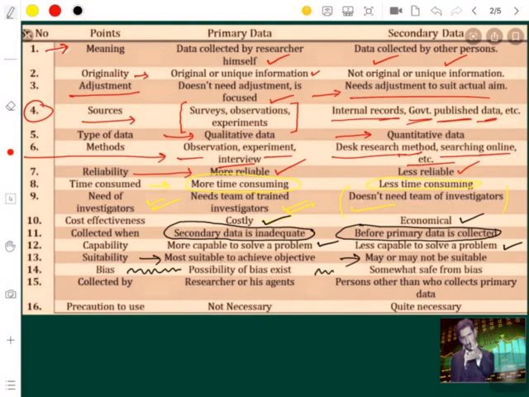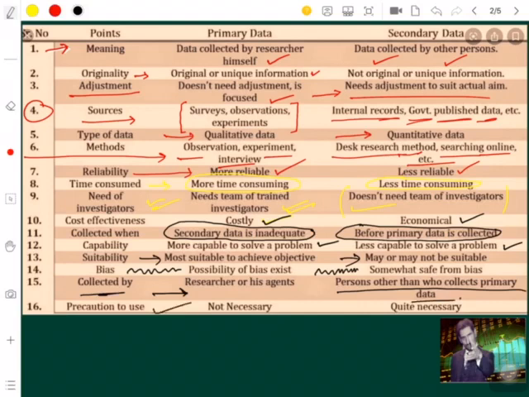While in secondary data, you don't have any personal biasness. It has been collected by someone else. We don't know whether he has been biased or he has been truthful. Collected by the researchers or his agents, primary data, while secondary data is collected by the persons other than who collects primary data.